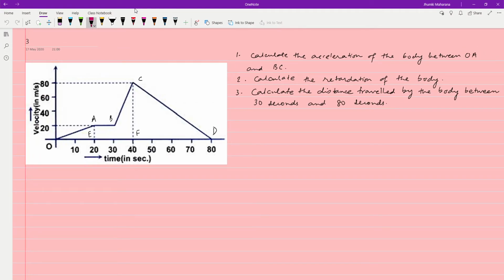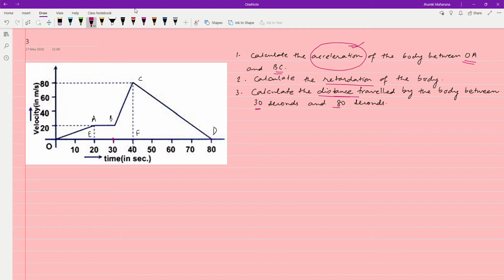Now look at the graph here. Again we have got a velocity time graph. The question here is calculate the acceleration of the body between OA and BC. Then we have to calculate the retardation of the body as well as the distance traveled between 30 seconds and 80 seconds. Means we have to calculate from here to here.